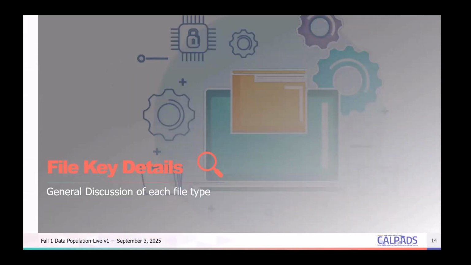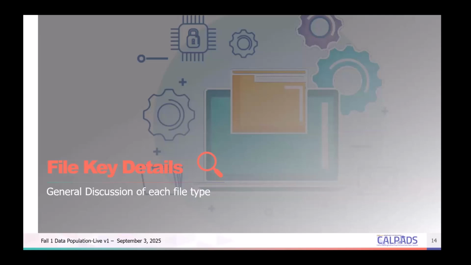So I'll go ahead and move on, and we are now going to discuss the file key details. I will provide an overview of the background and essential information for each file type submitted during Fall 1. So we'll go ahead and start with the SSID enrollment file, also known as the SENR file.